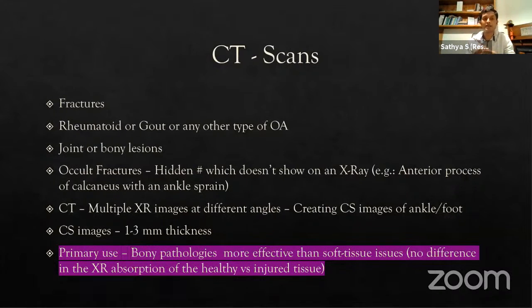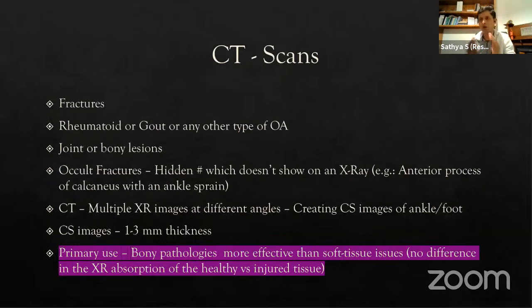In a CT scan, you can see multiple X-ray images at different angles, and you can create an algorithm, and thereby form a 4-dimensional image or even a 3-dimensional image. You are able to see different presentations of the same ankle and foot from different angles, rotate it and view it. The cross-sectional images are roughly 1 to 3 millimeters in thickness.